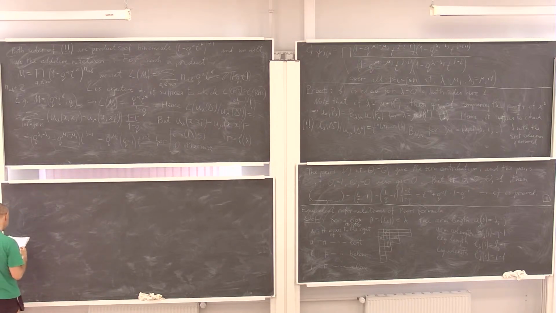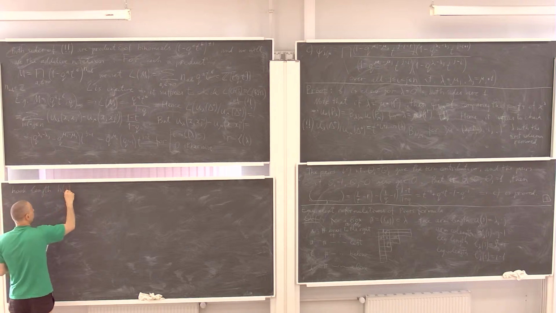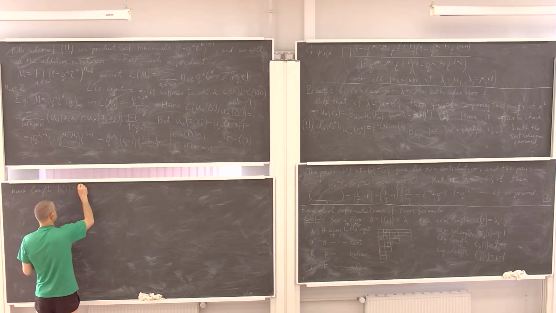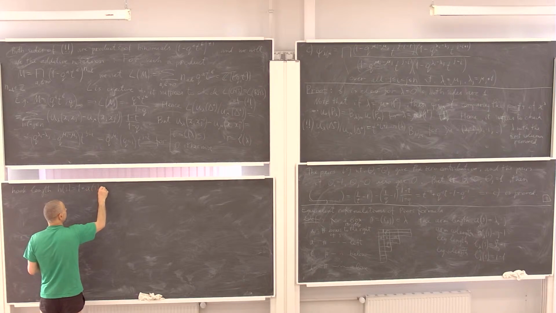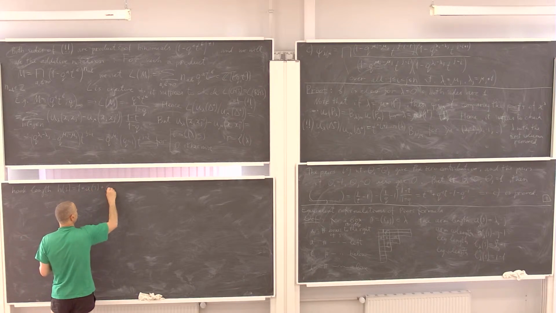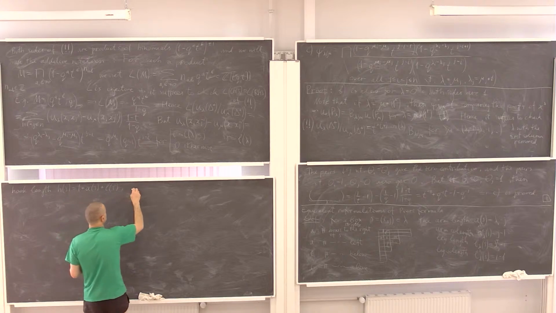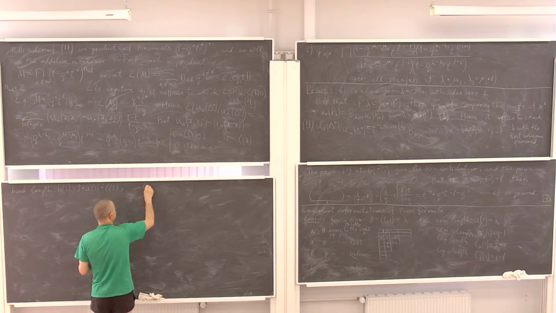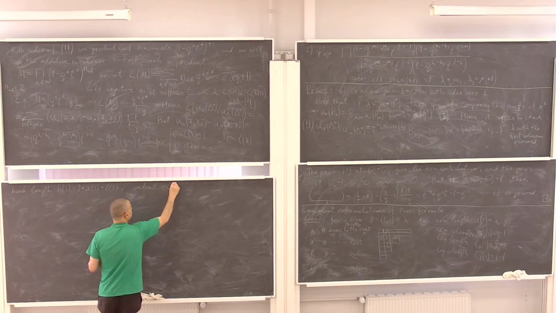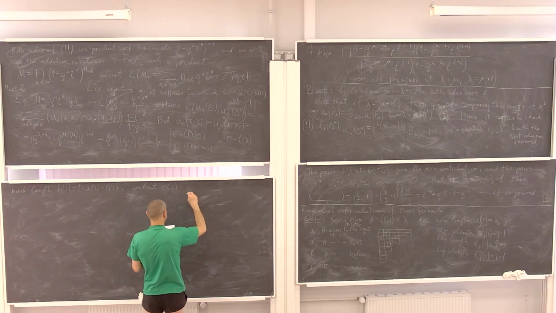So, as I said, the hook length H of S is just 1 plus A of S plus L of S. And the content C of S is A prime of S minus L prime of S.